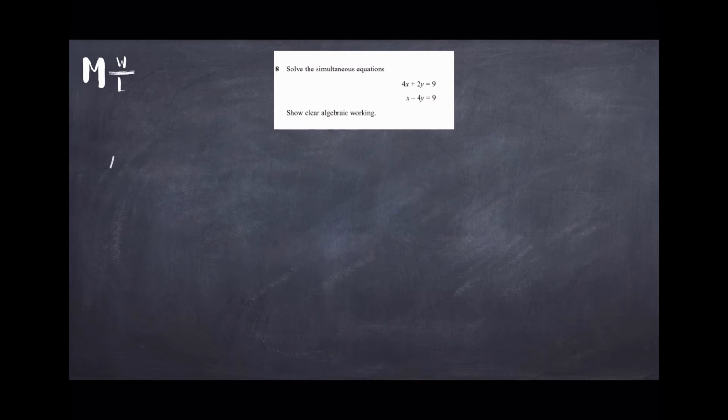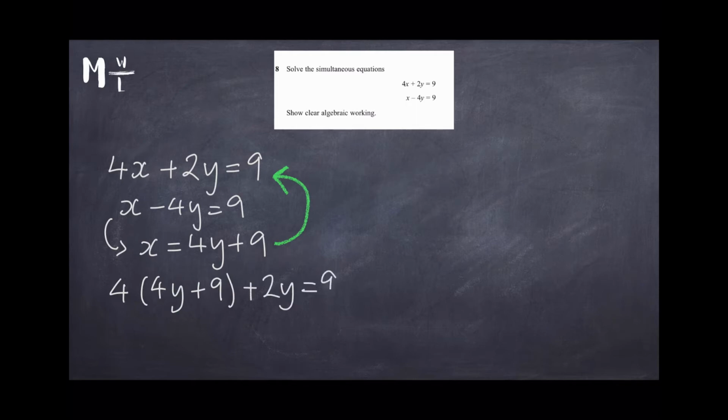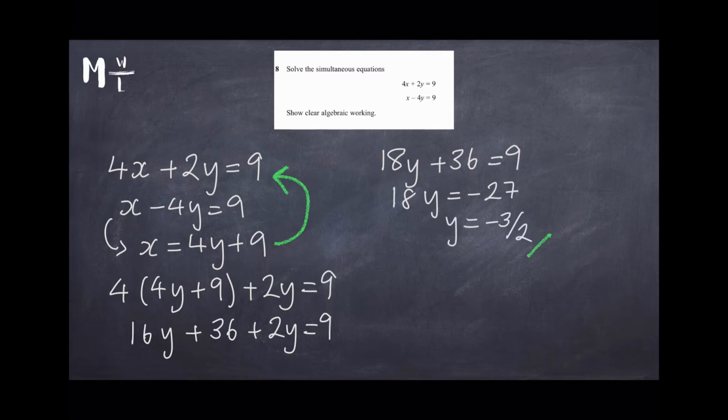Now, for an exam question, solve the two simultaneous equations, 4x plus 2y equals 9, and x minus 4y is also equal to 9. Rearranging the second equation to get x in terms of y, we get x is equal to 4y plus 9. Subbing this into the first equation to eliminate x, we get 16y, add 36, add 2y is equal to 9. So let's simplify this down a bit further and then we will get y. So we've added the 16y plus the 2y and then we'll take 36 from both sides. This leaves us with y is equal to minus 3 over 2.